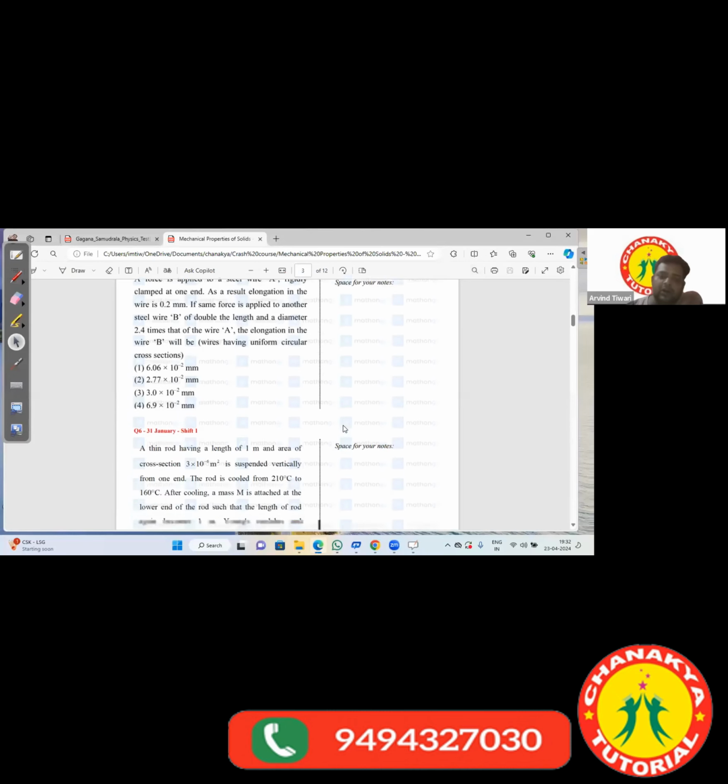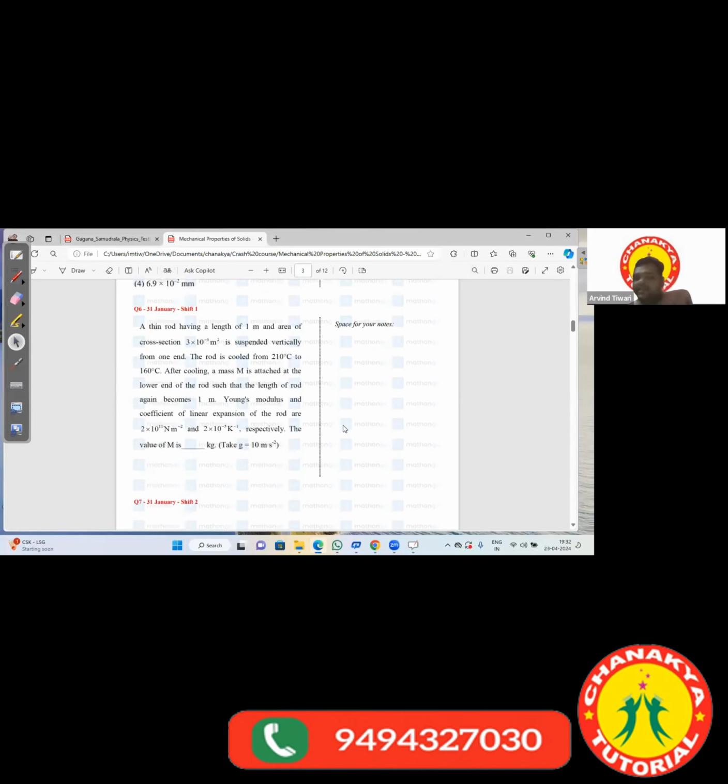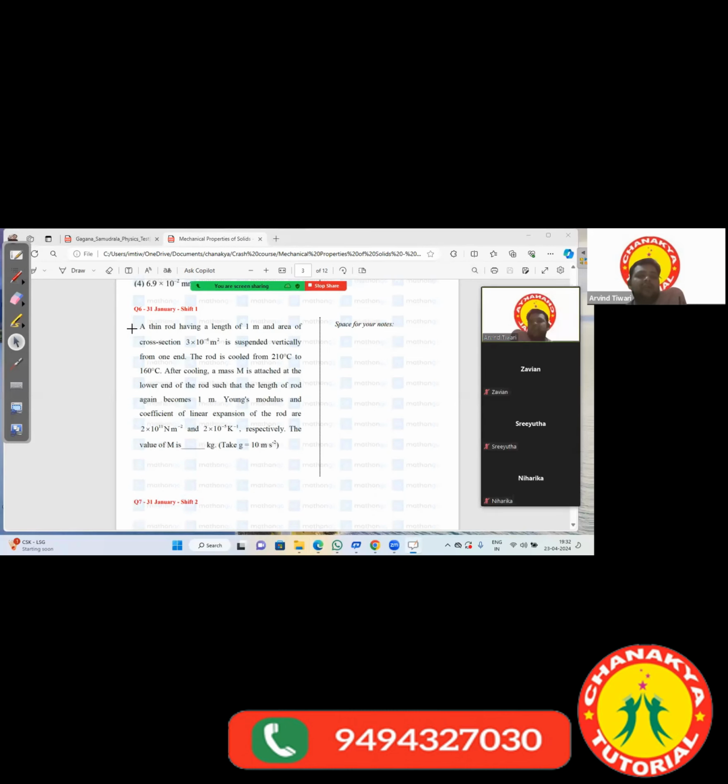See here, all are based on the modulus of elasticity. A thin rod having a length of 1 meter and area of cross section 3 multiplied by 10 to the power minus 6.